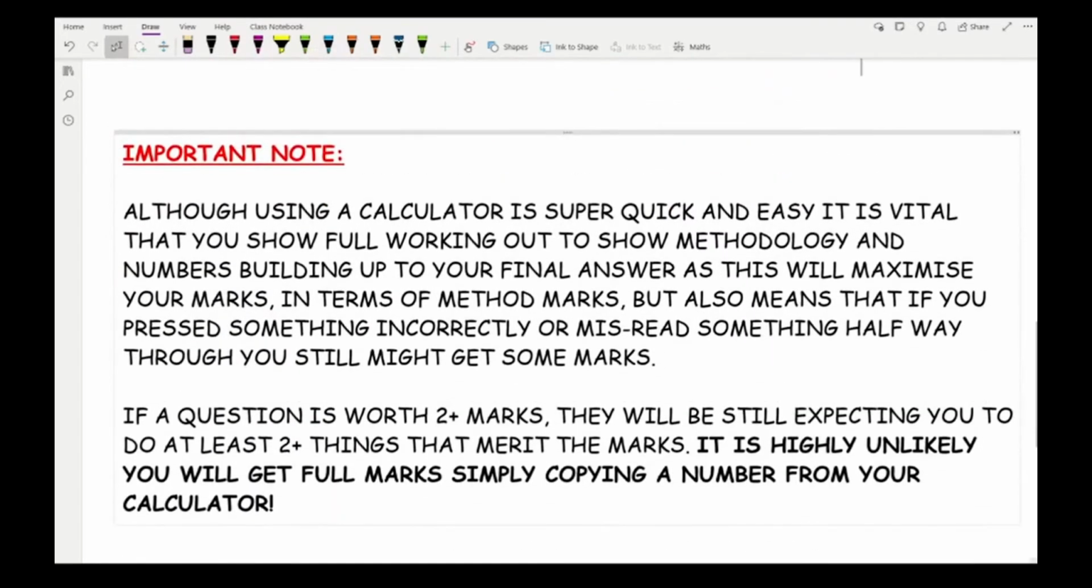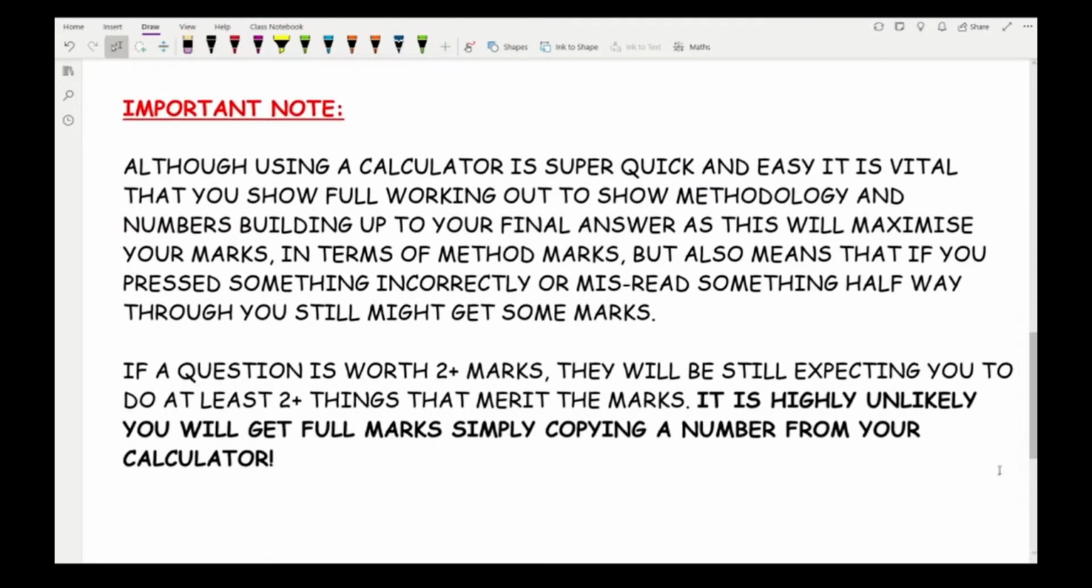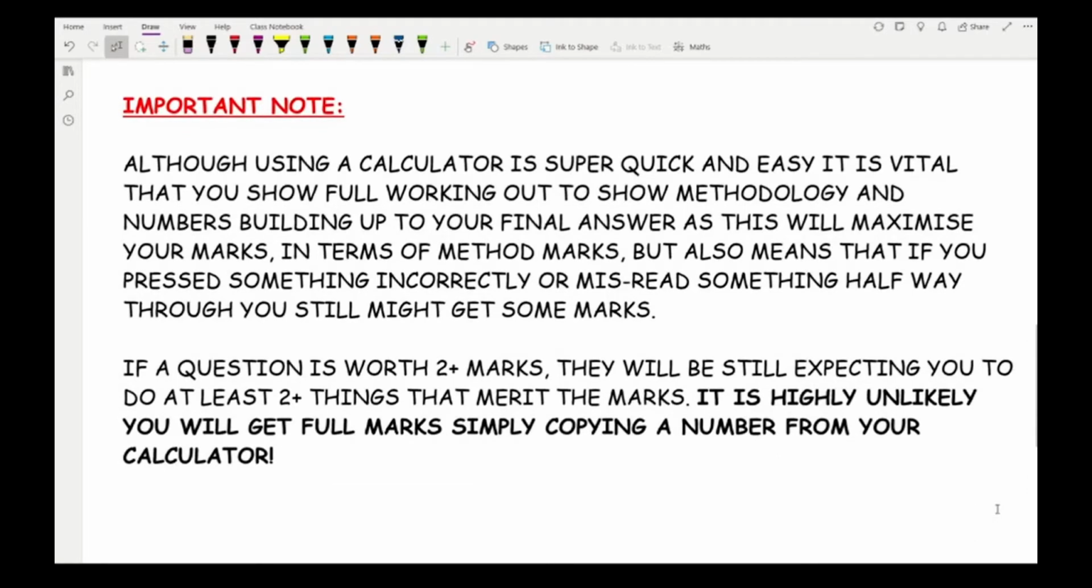Now before we continue, this is really important. So much so I've written it in capitals. The important note is that although using a calculator is super quick and easy, it is vital that you show full working out to show methodology and numbers building up to your final answer, as this will maximize your method marks, but also means that if you press something incorrectly or misread something halfway through, you still might get some marks, like follow through marks in terms of method. If a question is worth 2 or more marks, then they will still be expecting you to do at least 2 or more things to merit those marks.